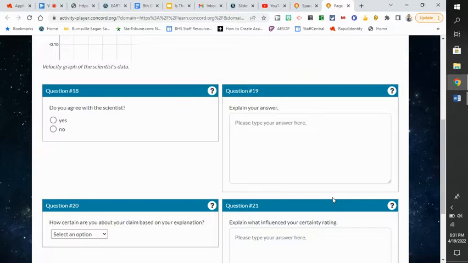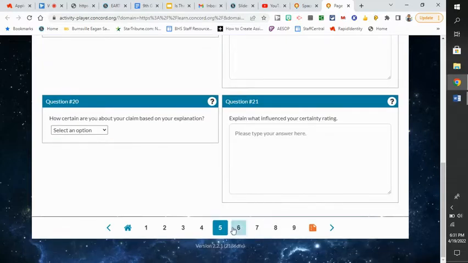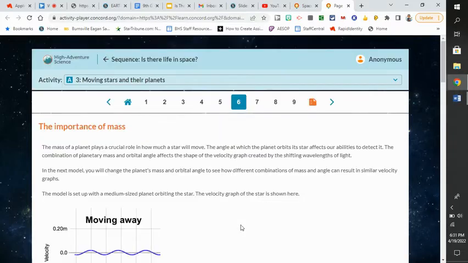When you're explaining what influenced you, remember to always think of, what don't you know? Is there something that you might not be aware of? Understand that with these models, we don't have all the information. We'll go on to number 6. I'll take a moment for you to catch up.